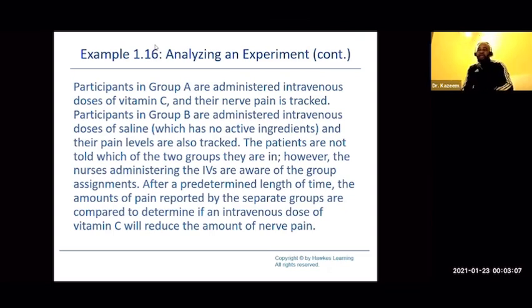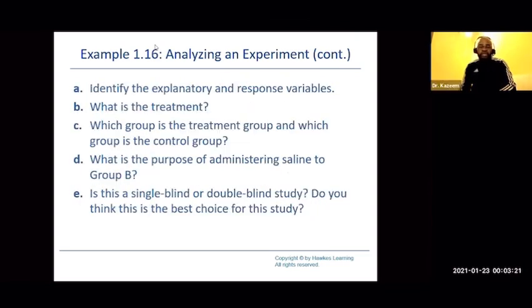Okay, and after a predetermined length of time, the amount of pain reported by the separate groups is compared to determine if an intravenous dose of vitamin C will reduce the amount of nerve pain. Now the question is, identify the explanatory and response variable. What is the treatment? Which group is the treatment group and which group is the control group?